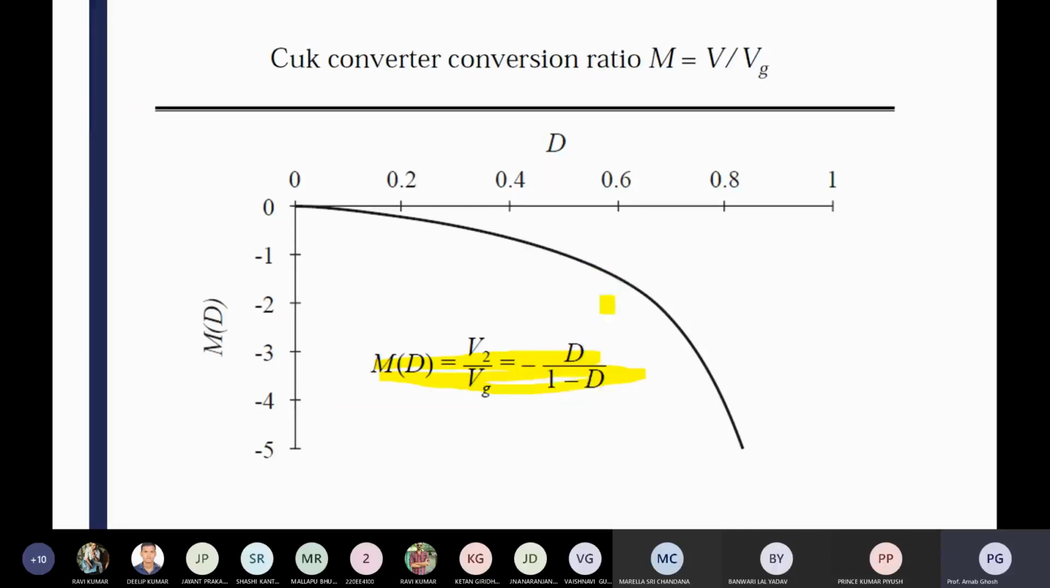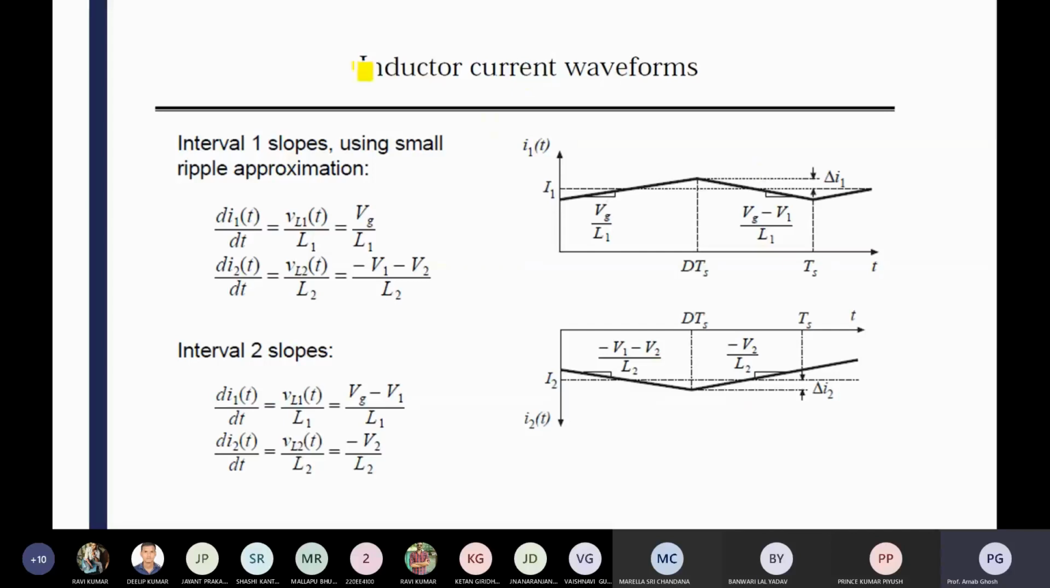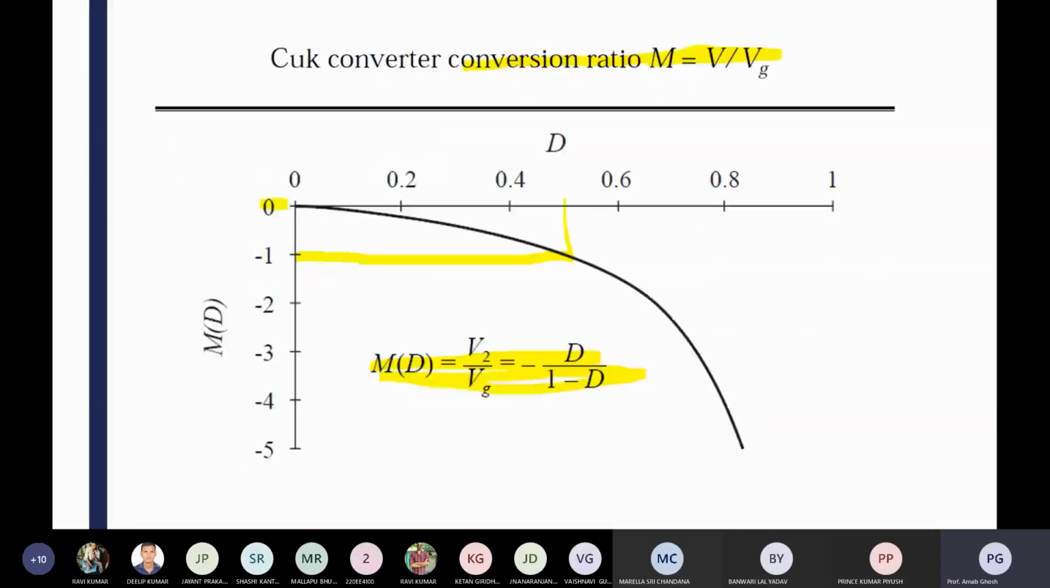So you can see at 0.5, if you place D equal to 0.5, you will get the M(D) value equal to 1, a unity value. So from 0 to 1, then again it will be changing. Make the value D equal to 0, it should be 0. So it is starting from 0 and ending at infinite, that means a very high value. So the conversion ratio M equals capital V by Vg. So again you are going to be using that.